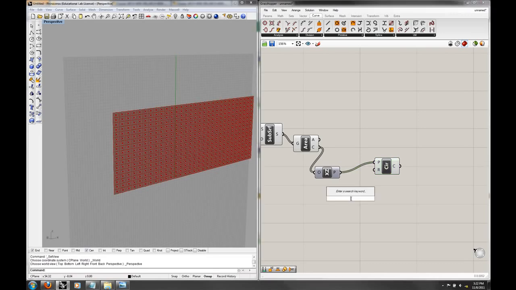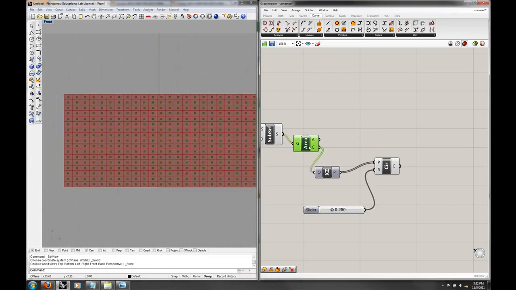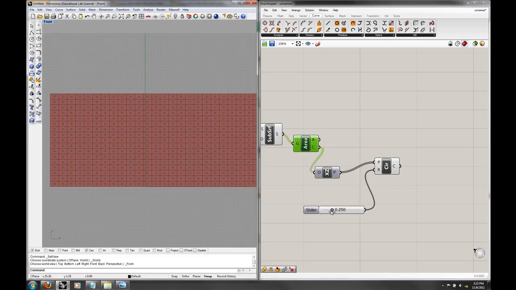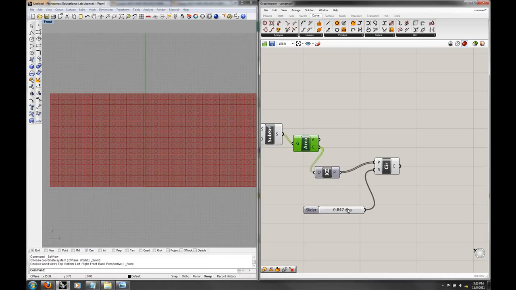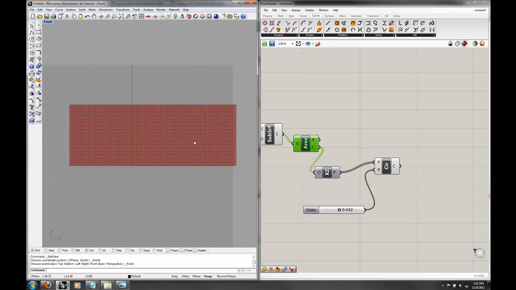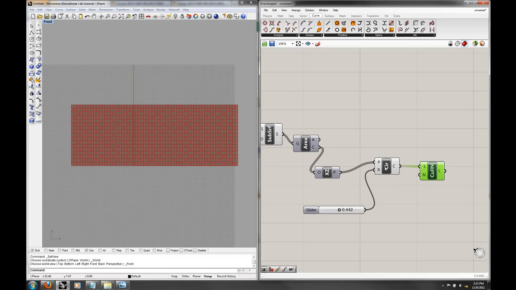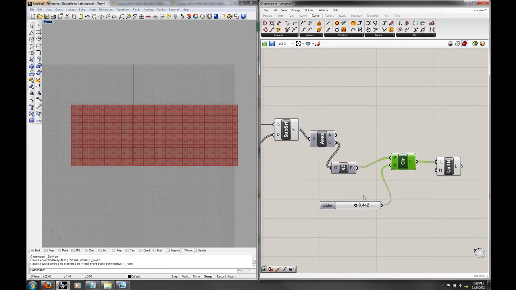So we could go in, add a number slider for the radius. Let's turn off these so we can see. So we got circles, and you can create kind of a pattern for that. Okay, so really kind of basic and simple. You could go in and add a cull, and I could cull every other one. That can become kind of interesting.